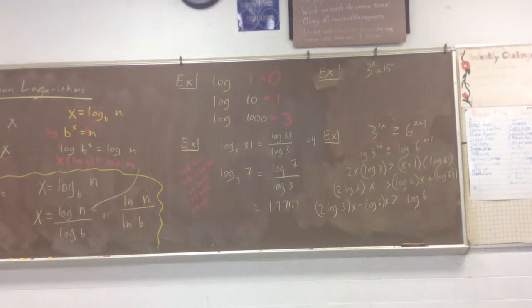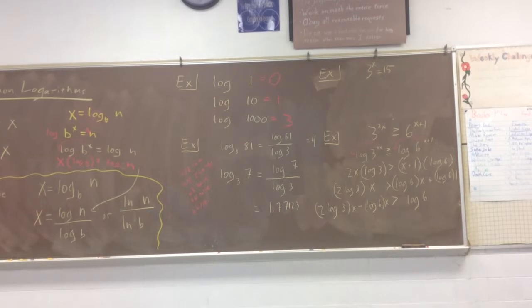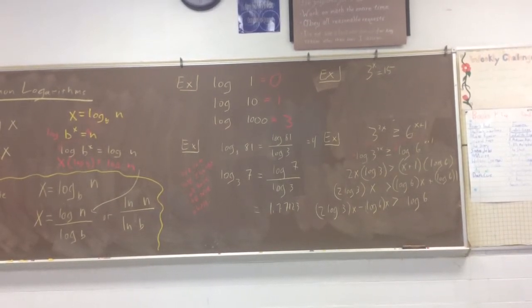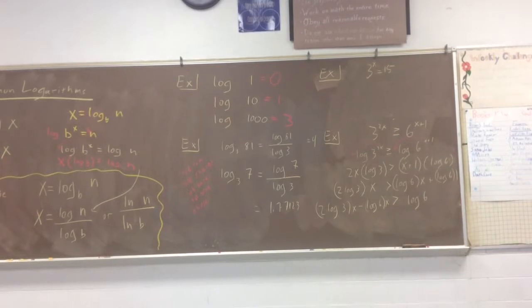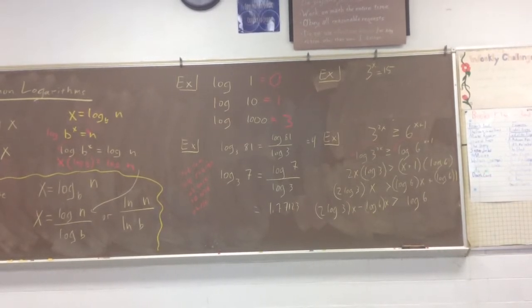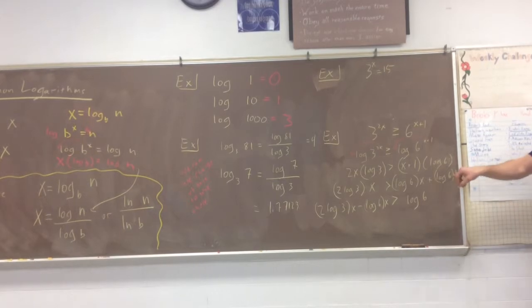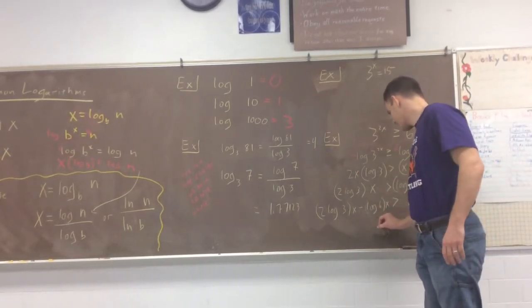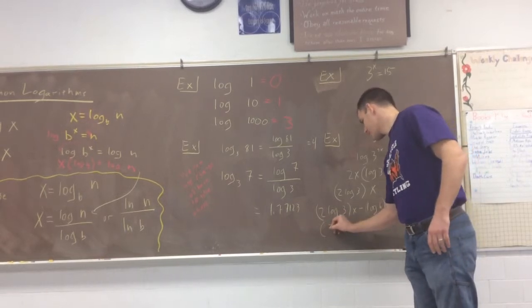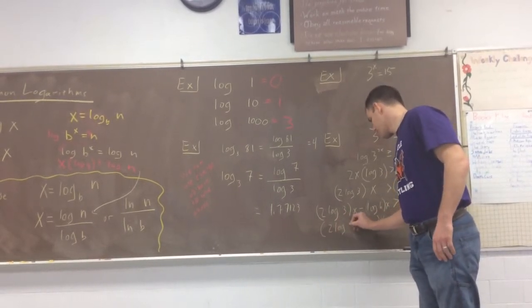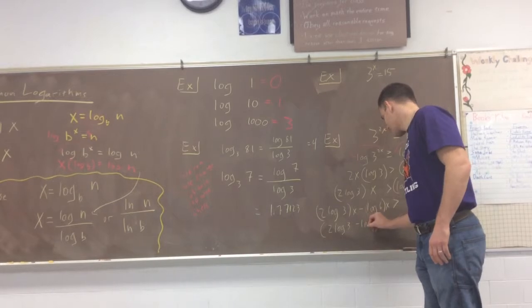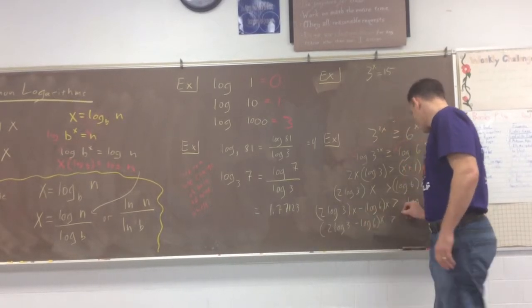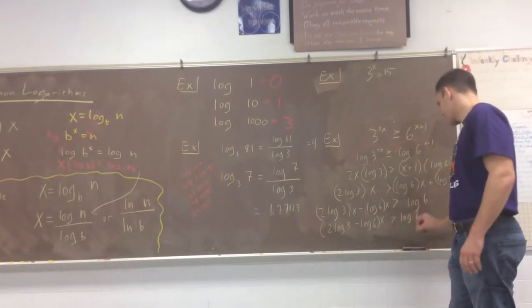Now you say, okay, how do I subtract those two? You divide the 2 log of 3 by the log of 6. I can't do it quite yet. I gotta get the x out of there. So I'm gonna factor out the x. 2 log 3 minus log of 6 is greater than the log of 6.